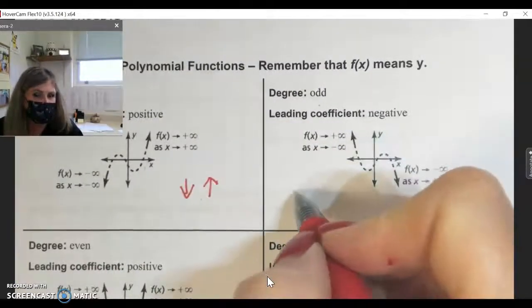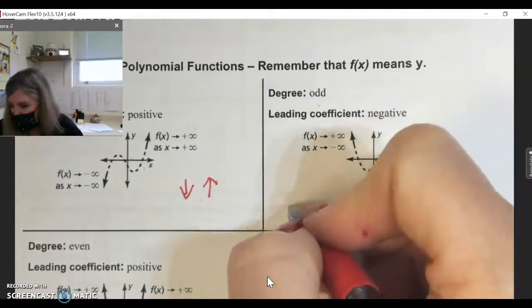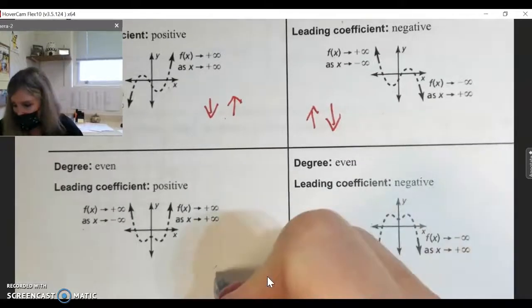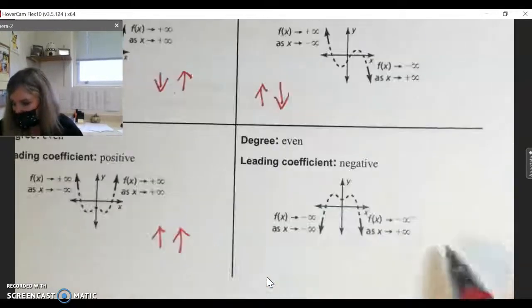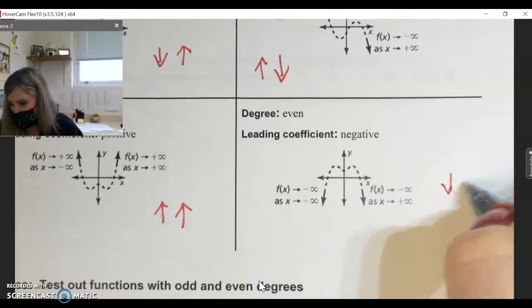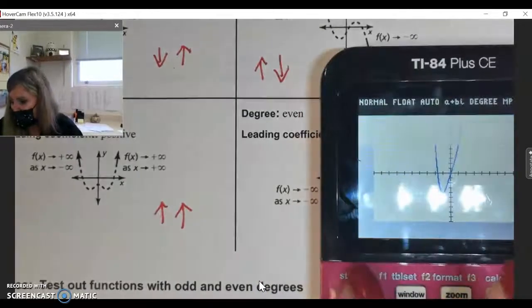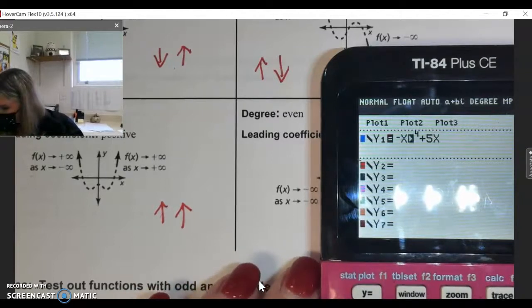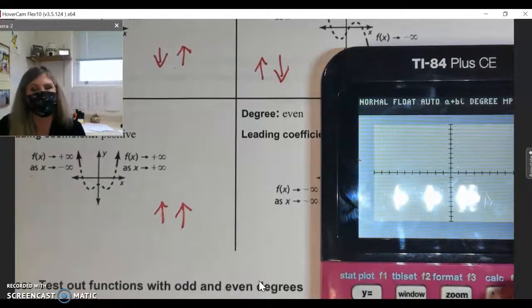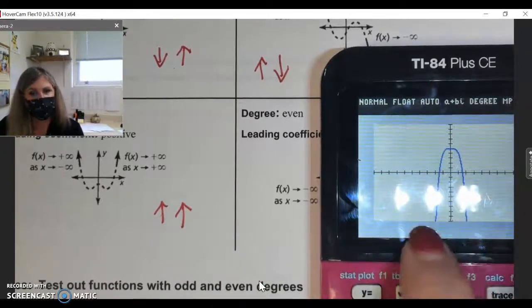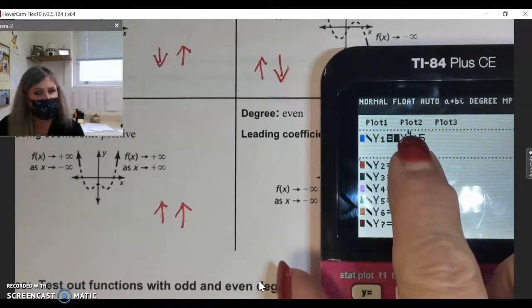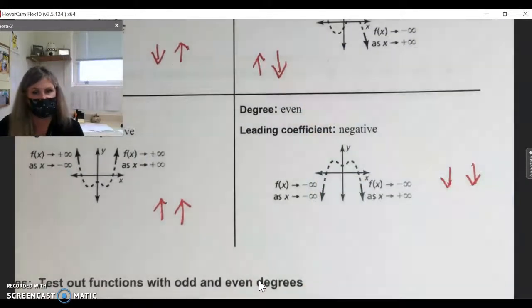What would this function be then? Up, down. What would this one be? Up, up. And this one? Down, down. So if I have a function and I just make this leading coefficient negative, let's see how that's going to look. See how now it's going down, down because we have an even exponent and a negative leading coefficient.